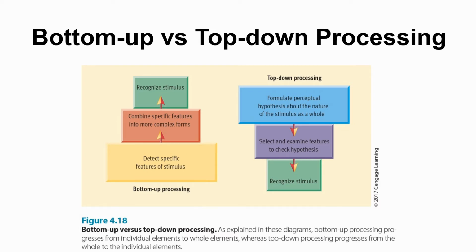So if we're looking at an item and we're not quite sure what it is, maybe we start making note of what color is it, what shape is it, what texture is it. And you can start combining those specific features into more complex forms. So it's a circle. Is it a ball, maybe? And then eventually, from putting all of this stuff together, we can recognize the stimulus, we can figure out what category it falls into, and then interpret that object as a whole.